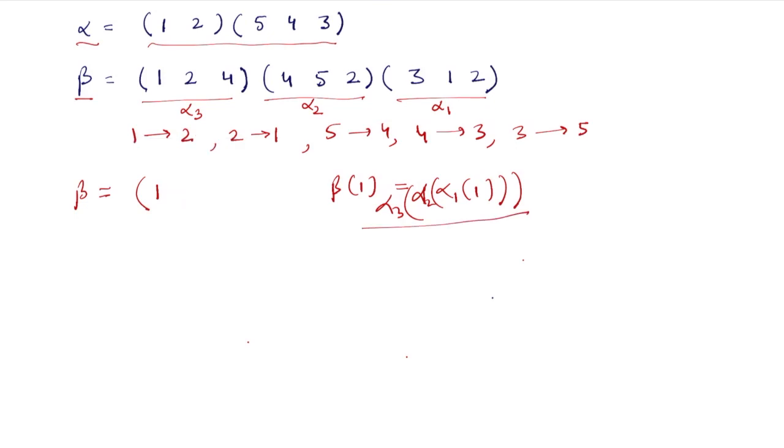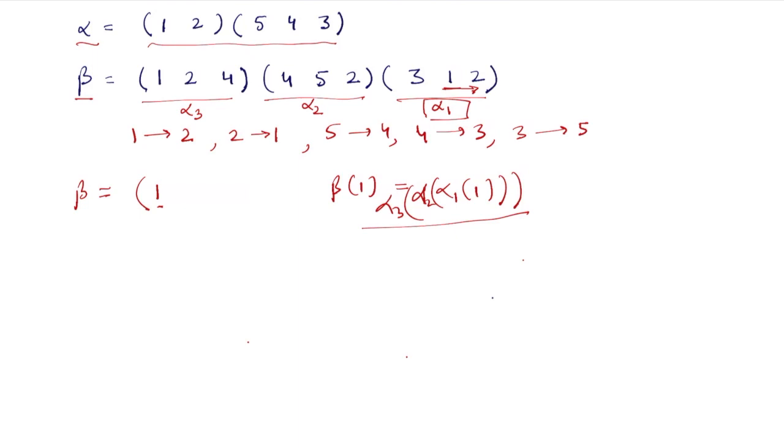So we start with 1, we will see where 1 goes to under alpha 1. So under alpha 1, 1 goes to 2. So just keep in mind that 1 goes to 2, and then we will see the image of 2 here in alpha 2. So 1 goes to 2 under alpha 1 means we have obtained alpha 1 of 1.